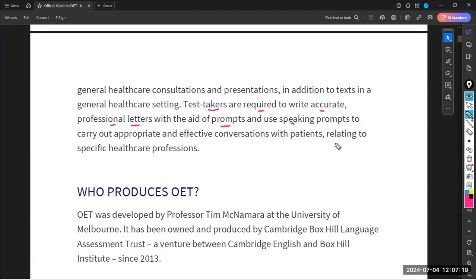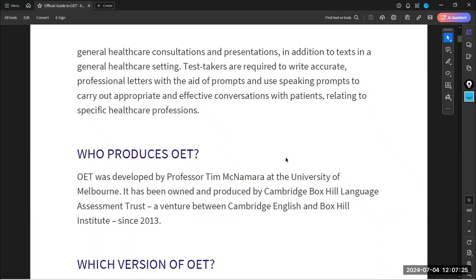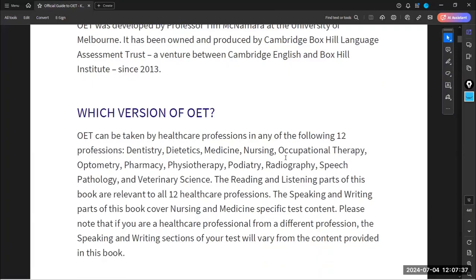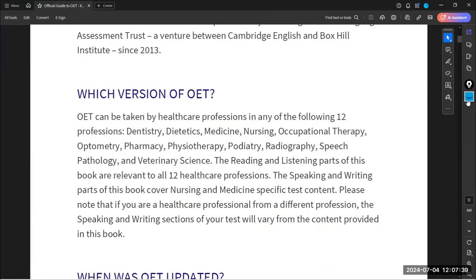So, as I told you, everything is related to specific healthcare professions because you are a doctor, a nurse, you don't want to visit the world, for example, or to apply to any other job in the future. Okay. Now, the OET exam is about 12 professions.